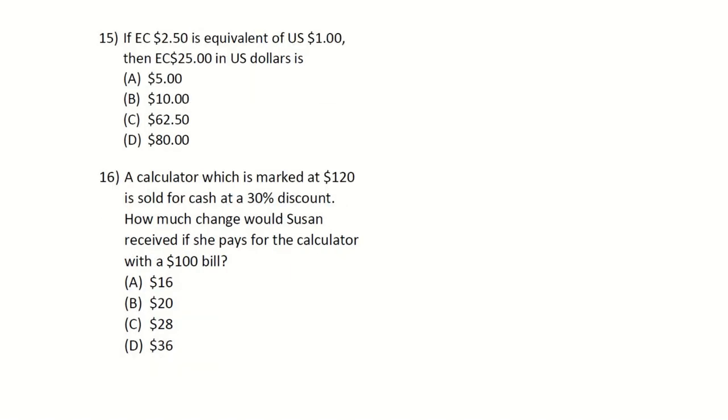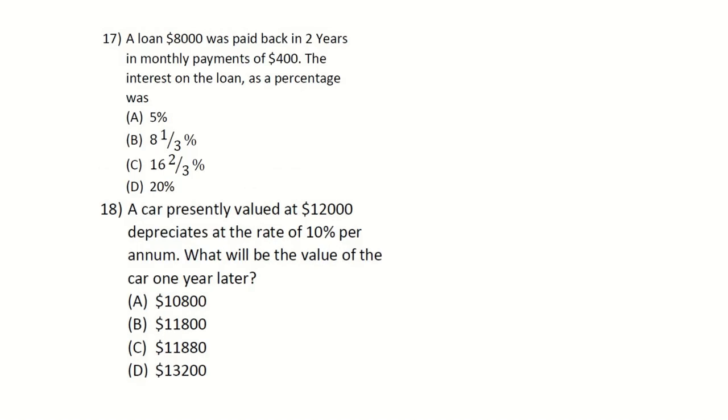This one here, we did this already. It would be A, 10 US would give you 25 EC. It can't be this, can't be this, can't be this. A calculator. This is a repeated question. The change is $16. We know that the cost of the calculator, if paid cash price, was 84. 84 subtracted from 100 is 16.